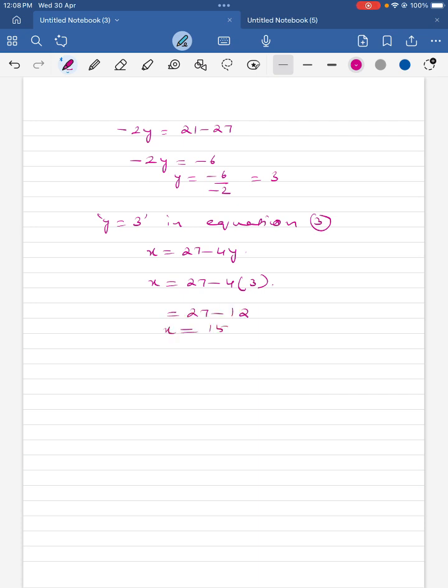Okay, so therefore we know that the fixed charge for the first 3 days is equal to rupees 15, and the additional charge per extra day is equal to rupees 3. Okay, so that's how you solve this linear equation word problem step by step.